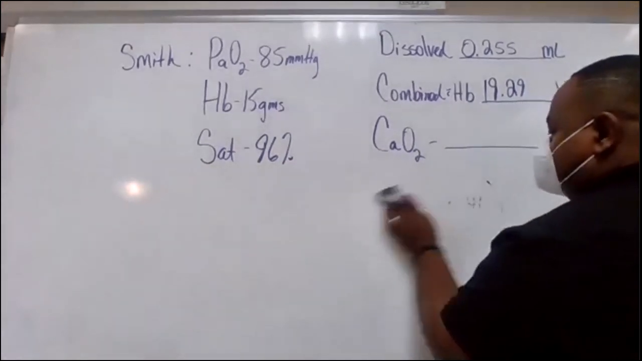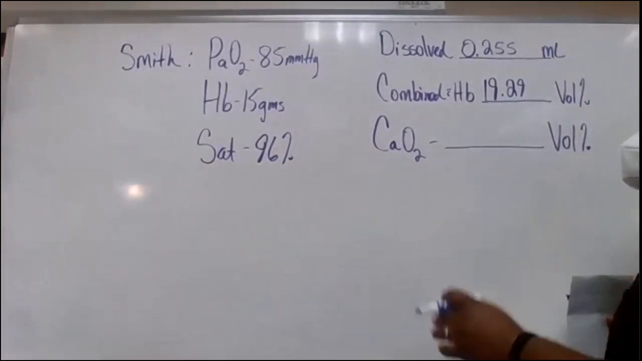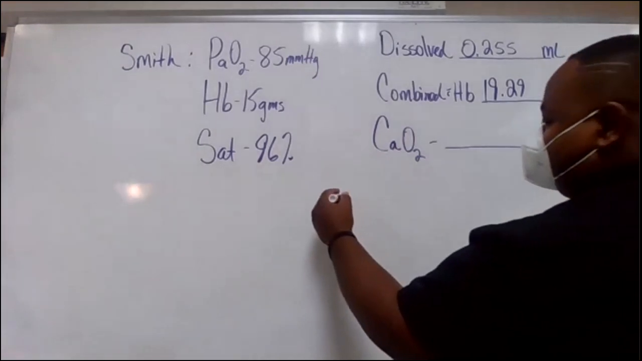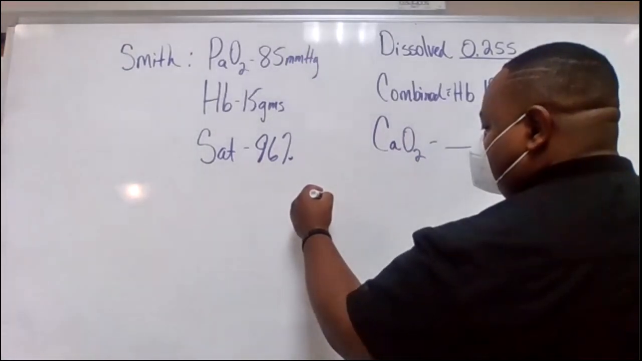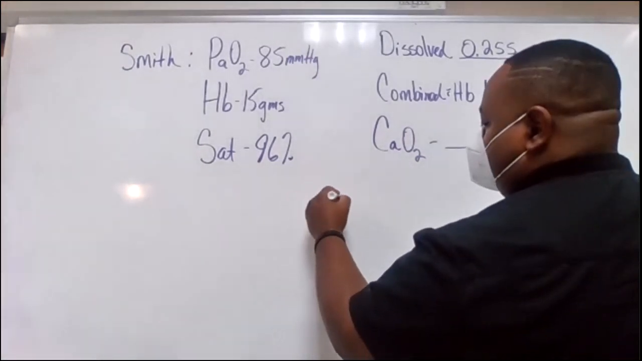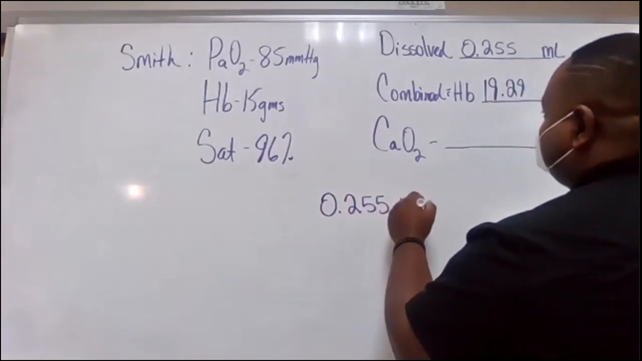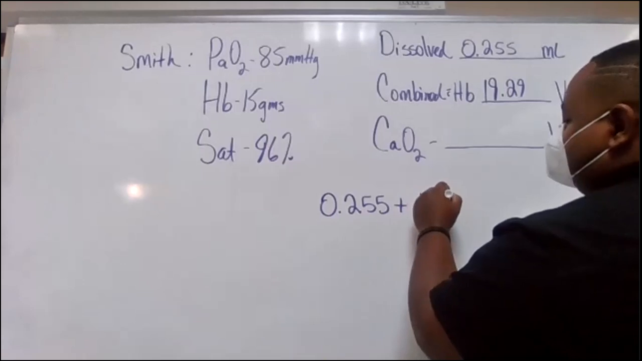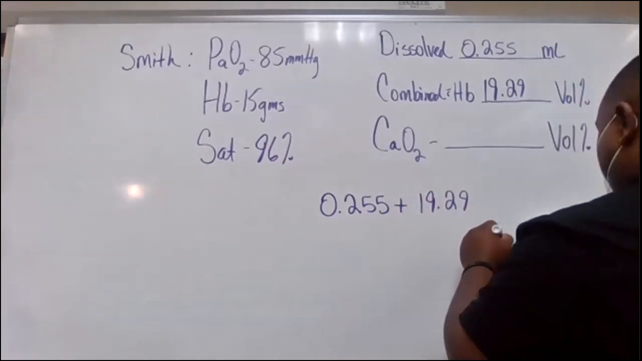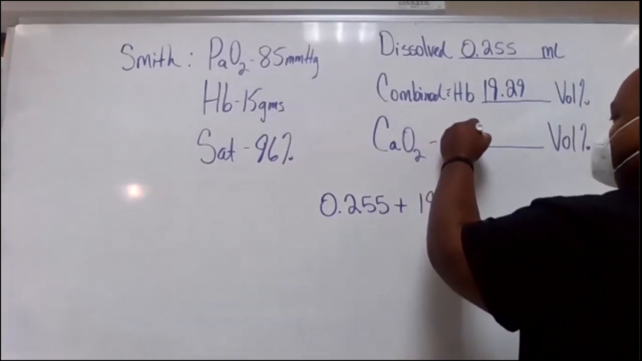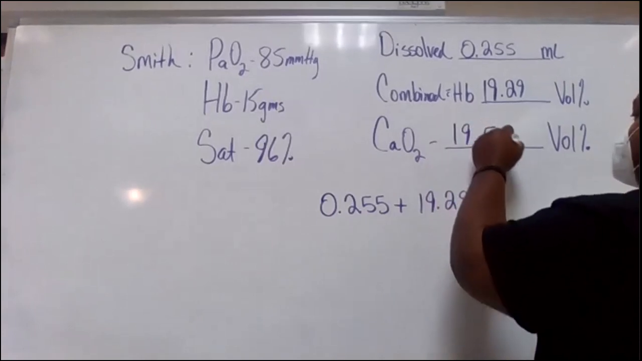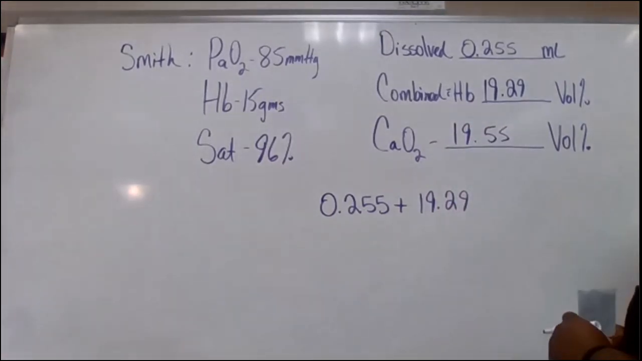All right. And then total is just add the two together, which is 0.255 plus 19.29, and you get 19.55 volumes percent. Okay.